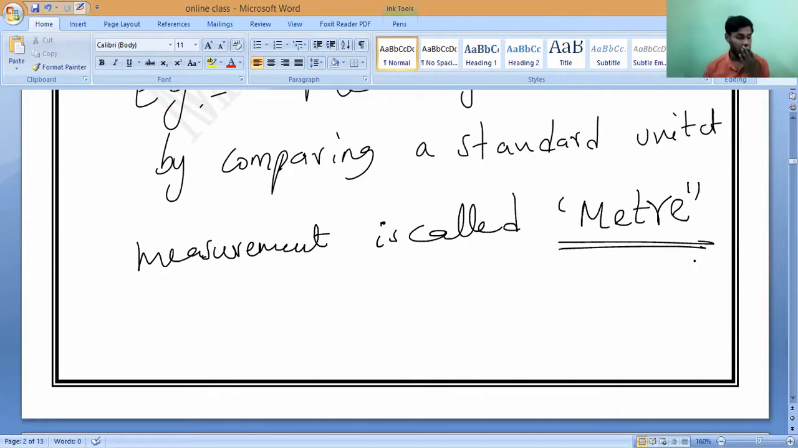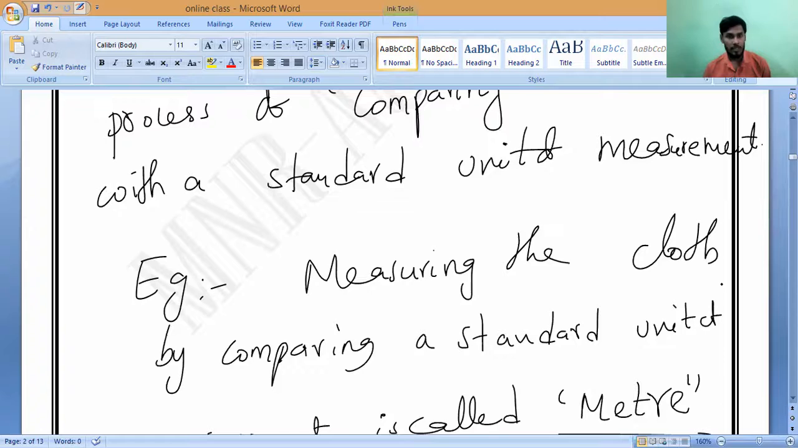M-E-T-R-E is the correct spelling. If you write M-E-T-R, it is the wrong meter. That is what you should remember. Is it okay, Ra? Tell me. Yes, sir. That is what we should call measurement.